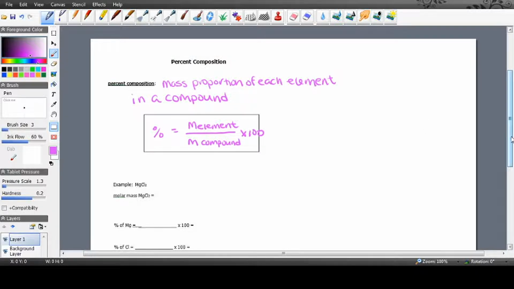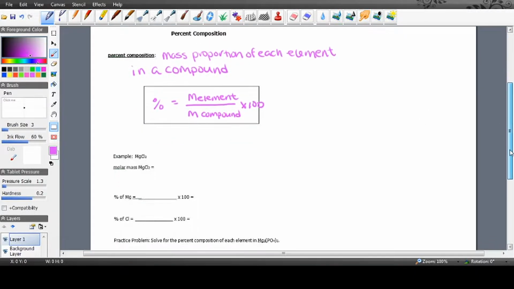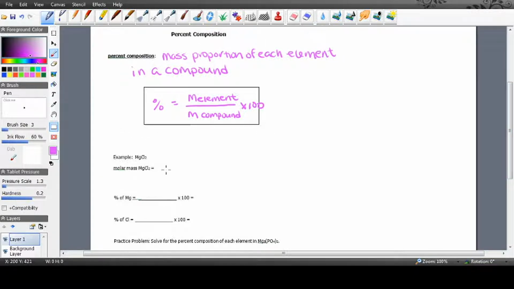So for example, if we were looking at magnesium chloride and we wanted to calculate the percent composition, the first thing that we need is the entire molar mass of magnesium chloride. So magnesium has a molar mass of 24.3 grams per mole. And then we're going to have to multiply 2 times the molar mass of chlorine, which is 35.5 grams per mole. Pull out my calculator here.